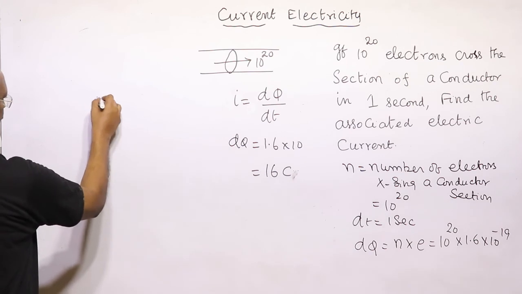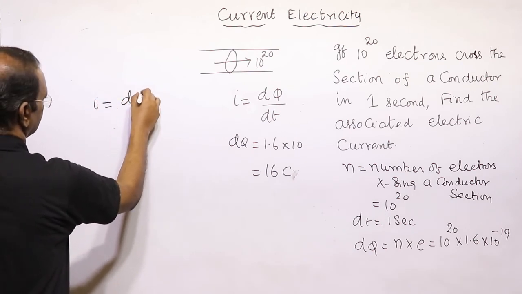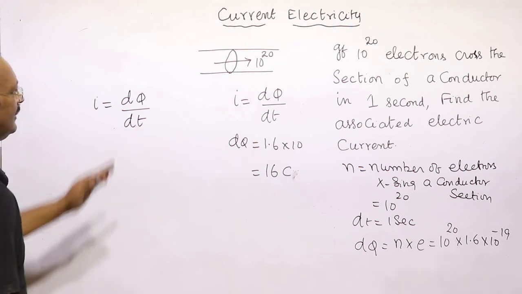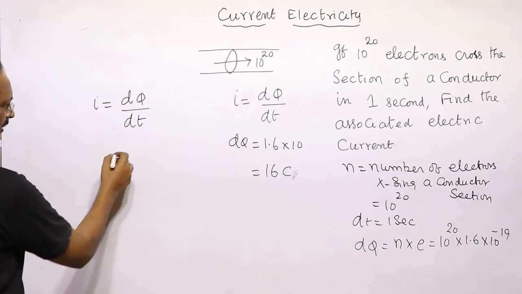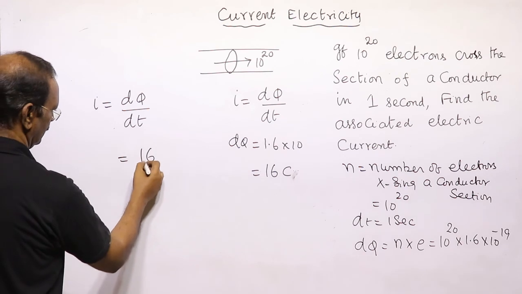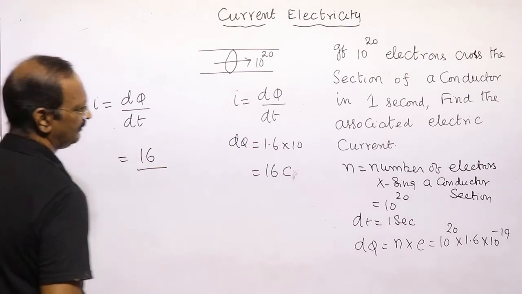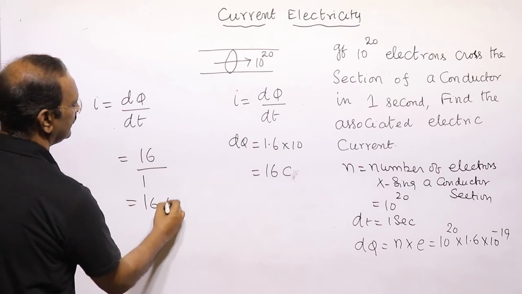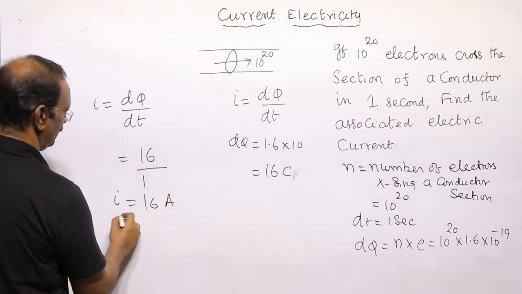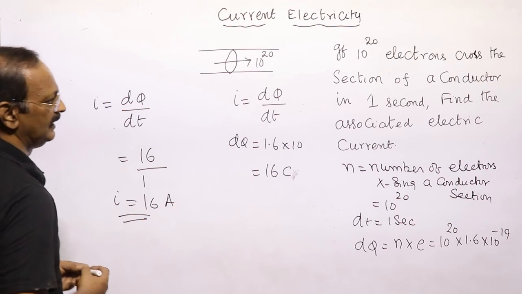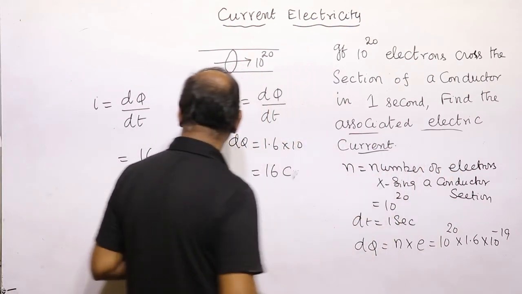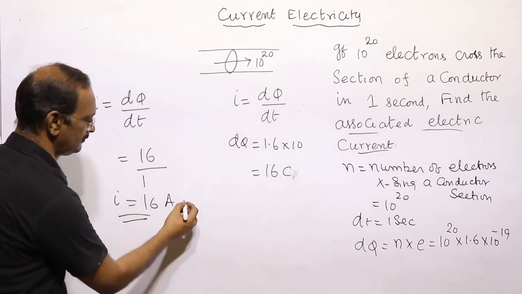Now the problem is easy. Current flowing through is equal to the rate of flow of charge through a given cross section. So charge is equal to 16 coulomb, and the time is given as 1 second, so 16 ampere current will be flowing through the cross section. The associated electric current is 16 ampere.